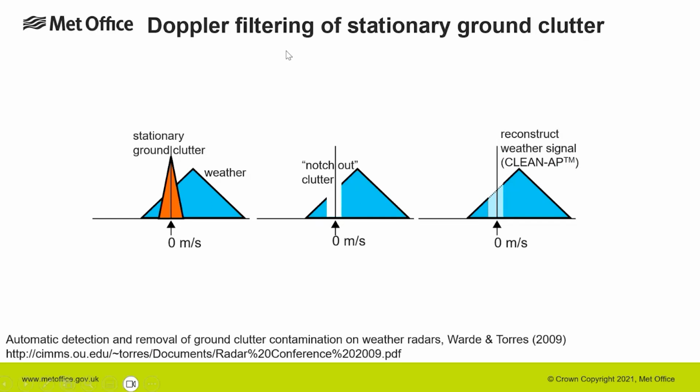So a quick refresher about Doppler filtering. The idea is that you can take your signal from the time domain into the frequency domain. And if you have stationary ground clutter, you expect most of the power for that to be at the zero velocity component. You can have a notch filter where you cut out that power at zero velocity. And you can have some more advanced filters such as CLEAN-AP, which was developed by the NSSL group, where you can reconstruct the original signal and then obtain the original data for the rainfall.